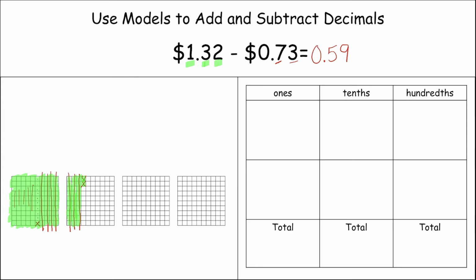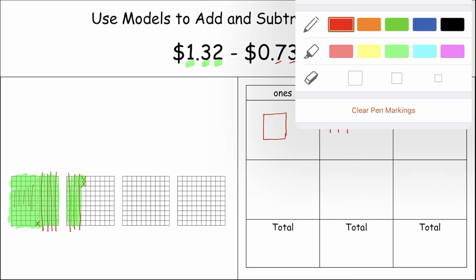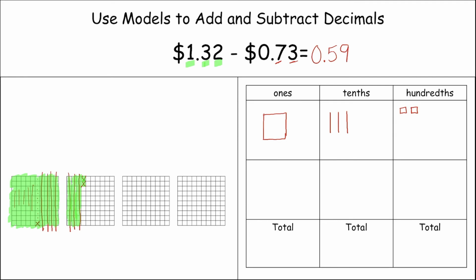Now I'm going to show you with the place value blocks. We start off with 1. We have 3 tenths, 1, 2, 3. And we have 2 hundredths, 1, 2. But it says for us to first start off with taking away 3 hundredths. Can I take 3 hundredths from here? I can't take away 3 hundredths because there are only 2.